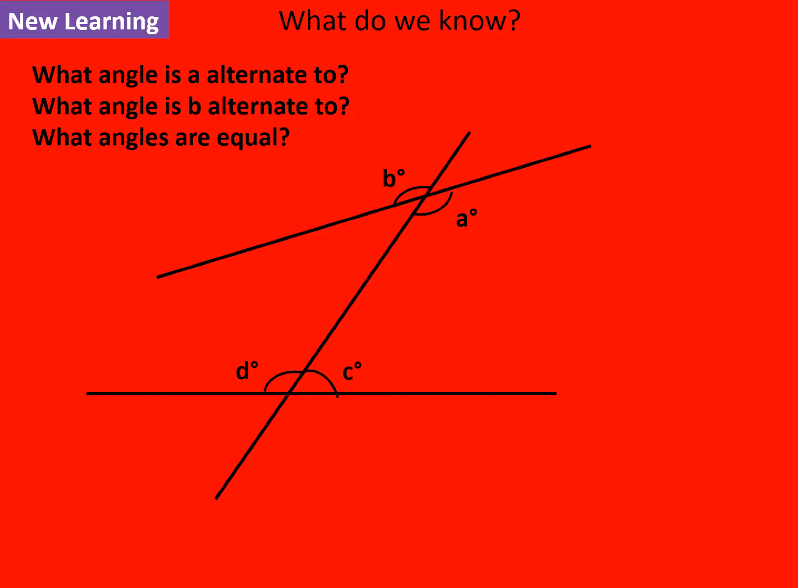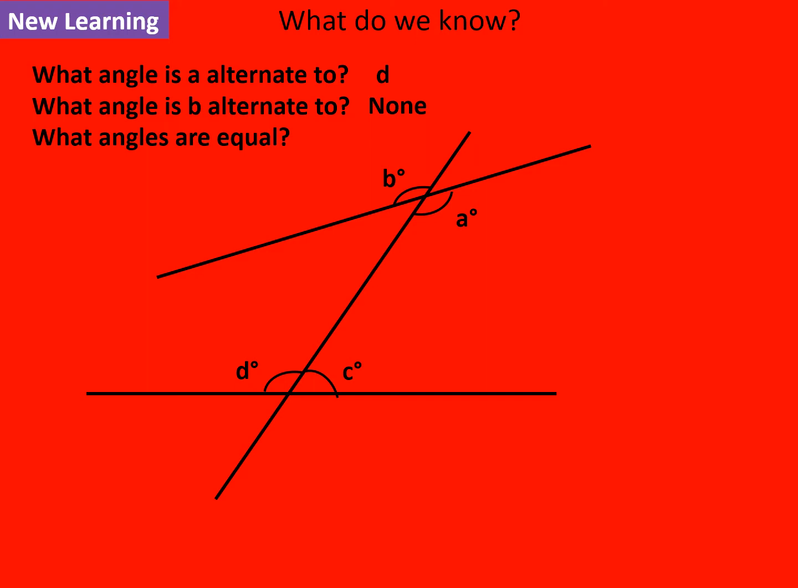Let's go through the answers. What angle is A alternate to? So, what angle is in the interior region and is on the opposite side of the transversal? D. What angle is B alternate to? So, is there an angle in this diagram that is labelled that is in the exterior region and on the opposite side of the transversal? No, so therefore B is alternate to no angles in this diagram. Now, this was a bit of an extension question.